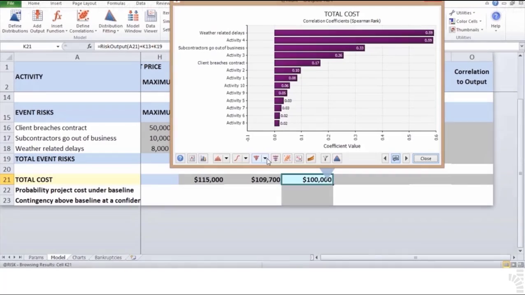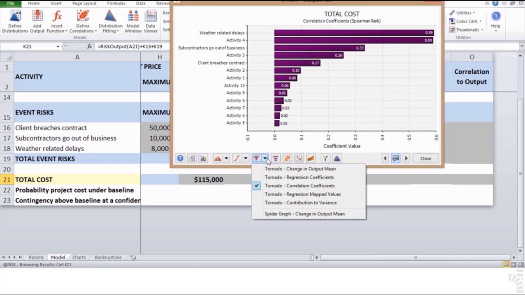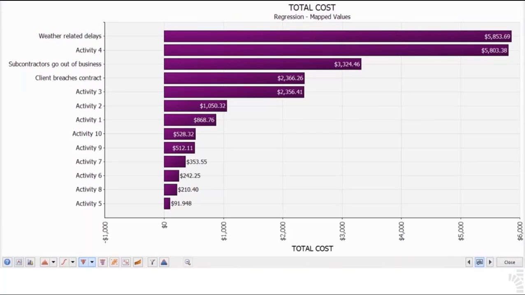Interpreting tornado regression mapped values. Change the setting for the type of tornado to display at the tornado button to tornado regression mapped values. For this type of tornado graph, the length of the bar shown for each input distribution corresponds to the amount of change in the output total project cost due to a 1 standard deviation change in the respective input.